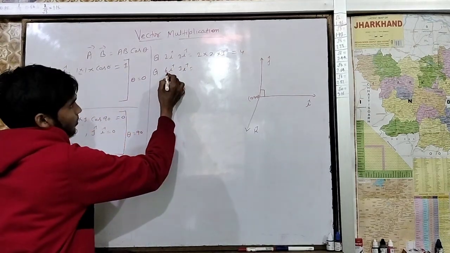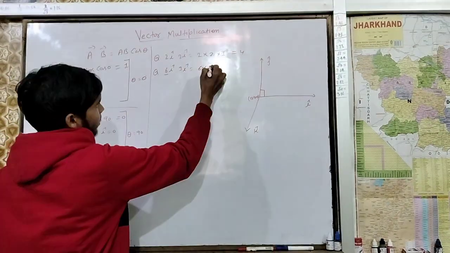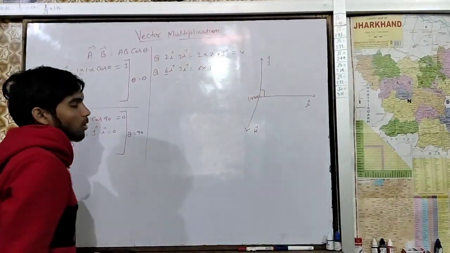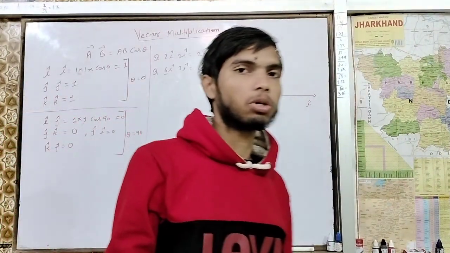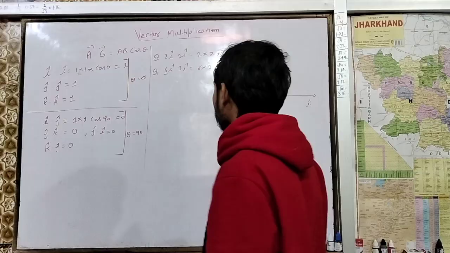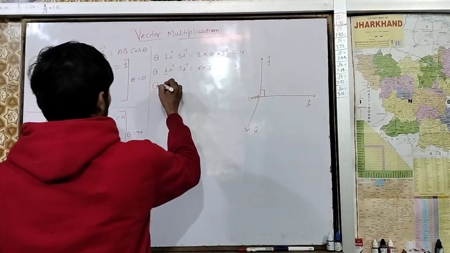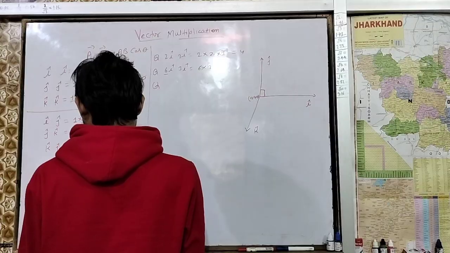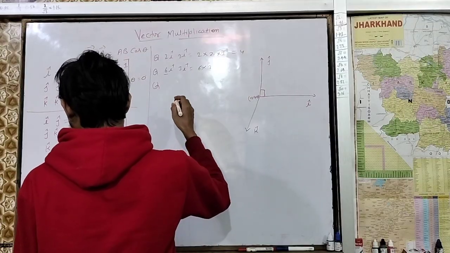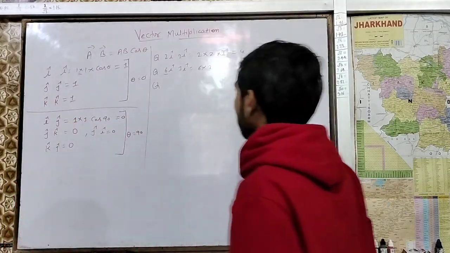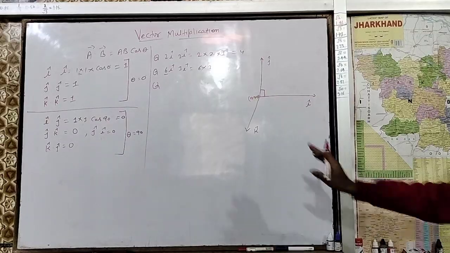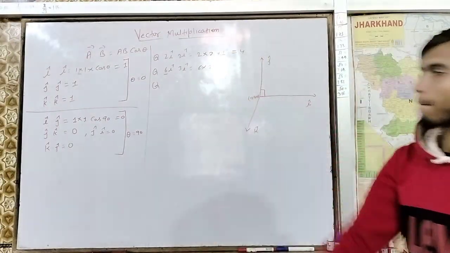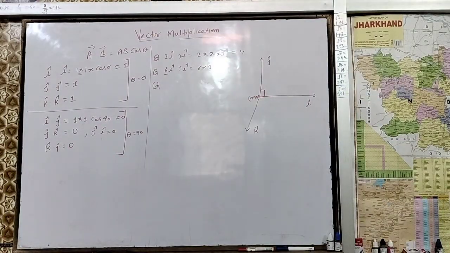Look at this one. 6 multiplied by 3 is 18. What about cos theta? Cos 0 degree is 1. Now next. I hope these two things are clear. Here we are multiplying directly.